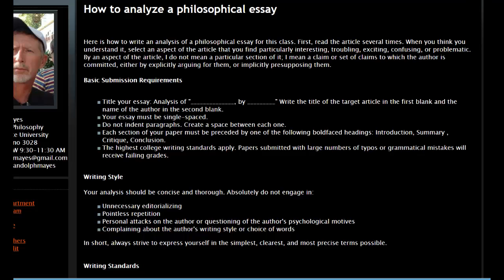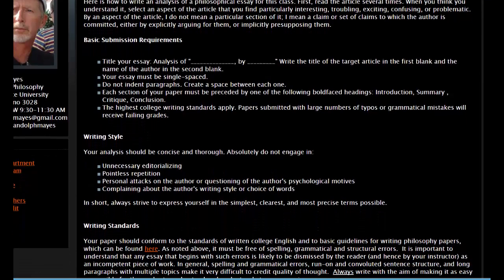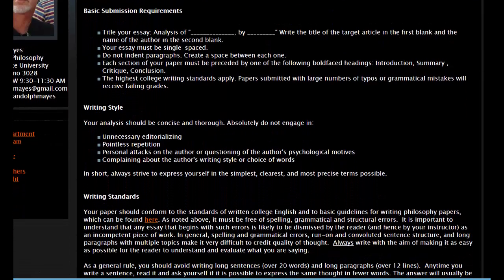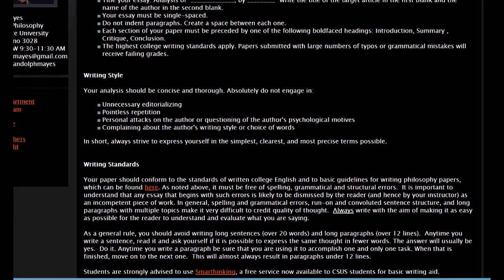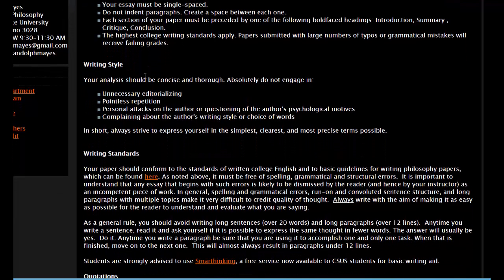Okay, now as far as the basic writing style, and this is just sort of a general requirement for all philosophical essays, don't editorialize unnecessarily. So what we mean by that is essentially just making a lot of side comments that just are essentially filling up the space or trying to show how clever you are. That isn't interesting in a philosophical paper. Don't repeat yourself. Generally, just don't repeat yourself.